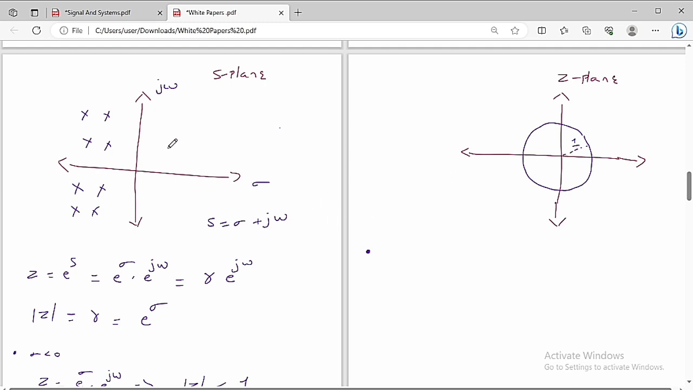Suppose the second case is, now I will take only the imaginary axis. Imaginary axis means I want to map all the points present on the imaginary axis from the S plane to the Z plane. So where they are going to get mapped, let us see.